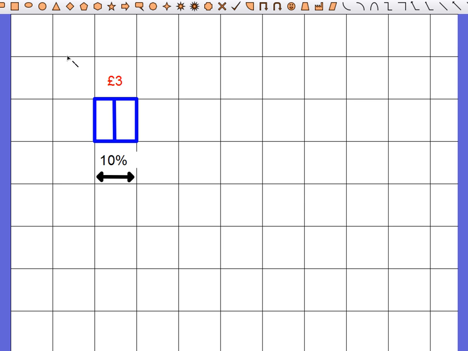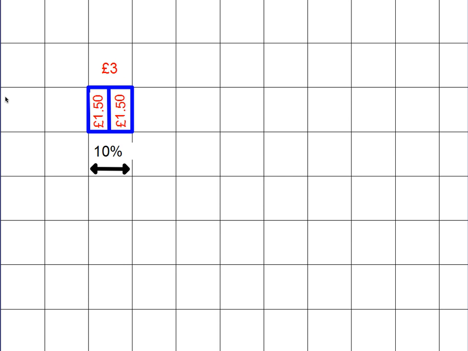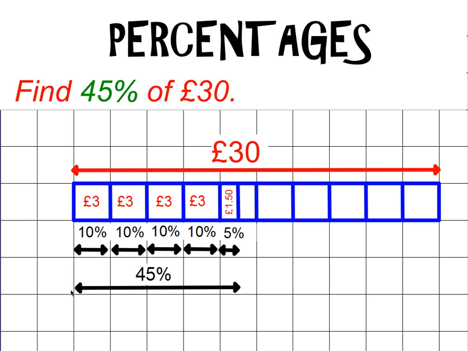So all I need to do is half the £3. Half of £3 is just £1.50. So altogether, 45% is just 3, 6, 9, 12, £13.50. Let's just recap how we did that.